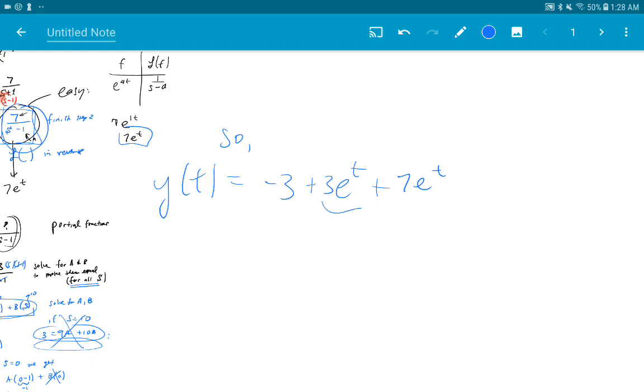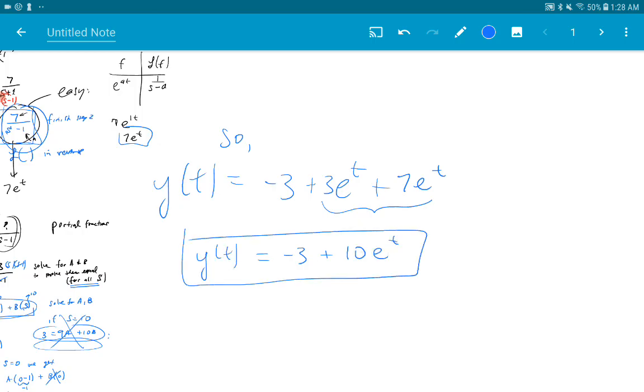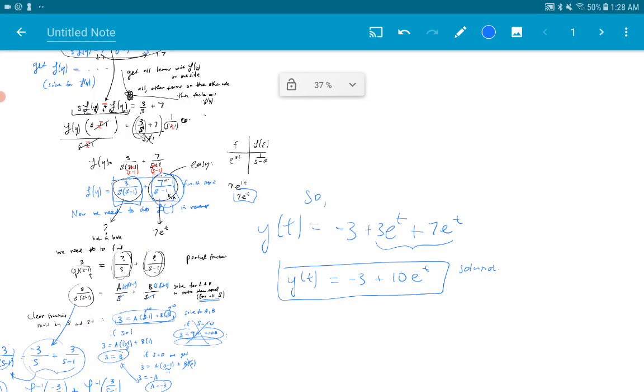Now, these are like terms. We should add them together. So we get negative 3 plus 10e to the t. That's our solution to the differential equation. By the way, if I wanted to check it, I could just check it by taking its derivative and plugging it into the differential equation that we started with, which is way up here.